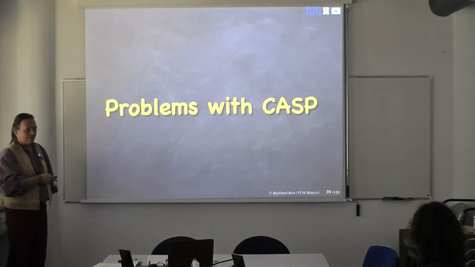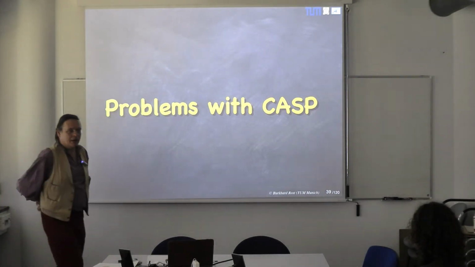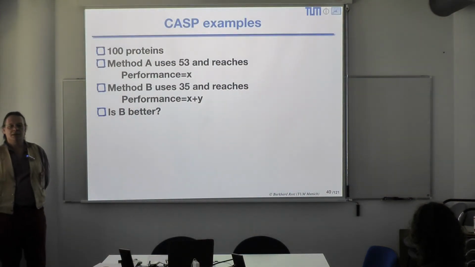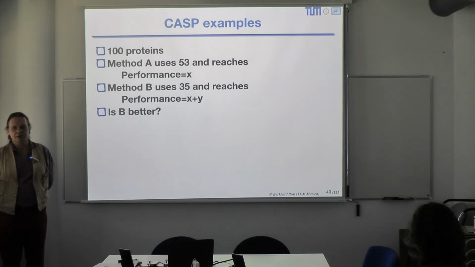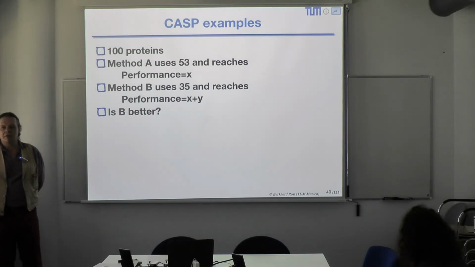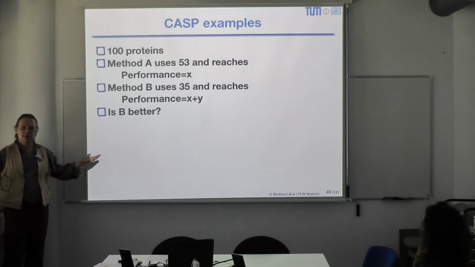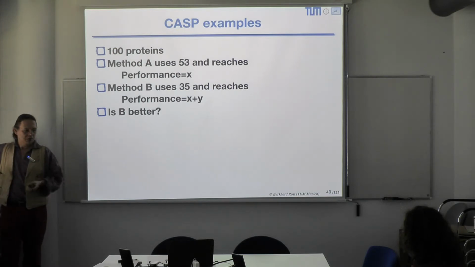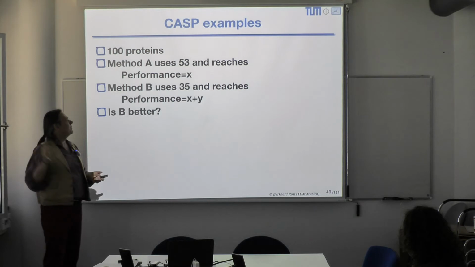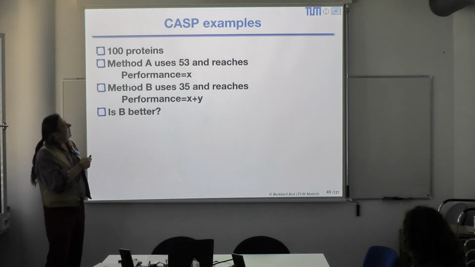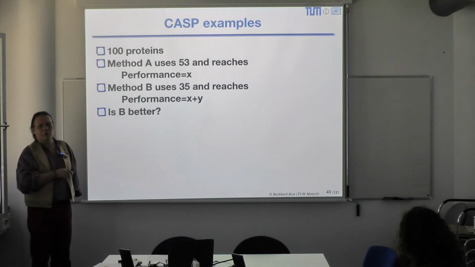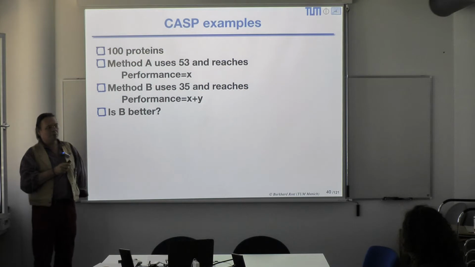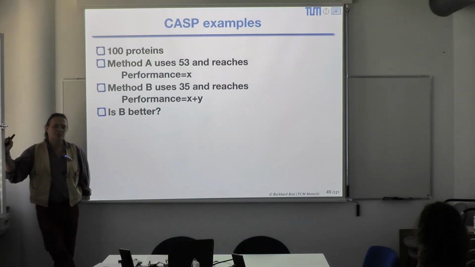Problems with CASP. Now let's begin with something like this. Assume in a particular CASP season, and that's not an unrealistic example, we have 100 proteins. Given that you have 100 targets, and given that some experimentalists may not deliver in time, you will not get structures for all of those in time. Some set, let's say 70% or something like that. Now I have a method A that uses 53 proteins and reaches a performance of X. I have a method B that uses 35 proteins and reaches a performance X plus Y. Is B better?